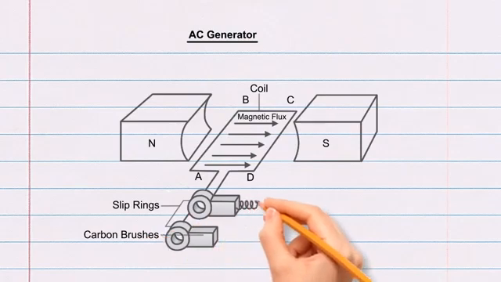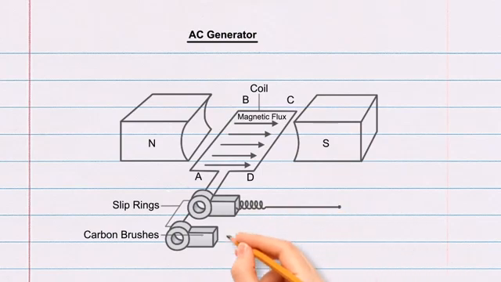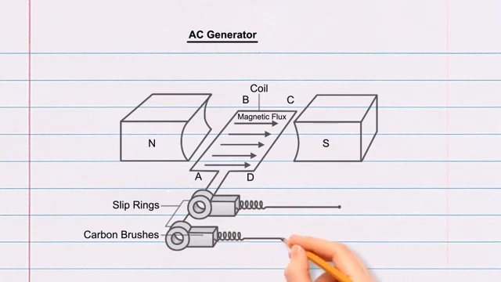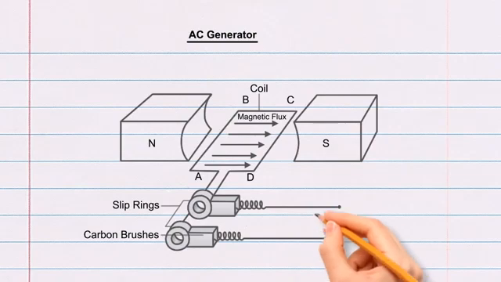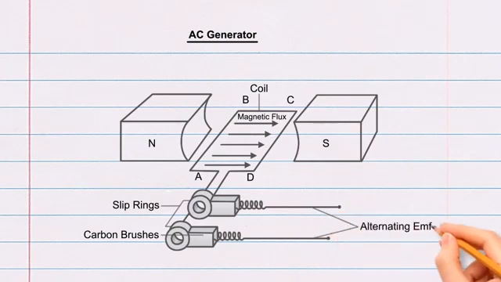From the right side of each rectangular block, draw a spring. From the right end of each spring, draw a horizontal line. The horizontal line represents the alternating EMF.